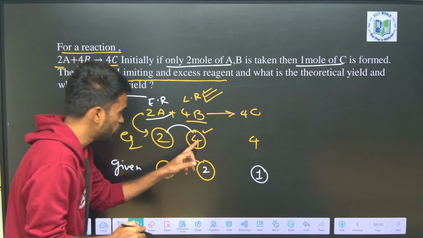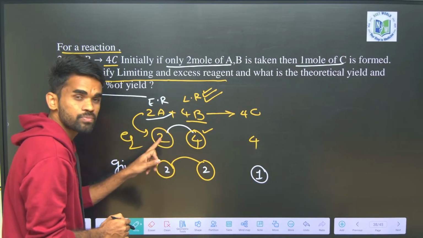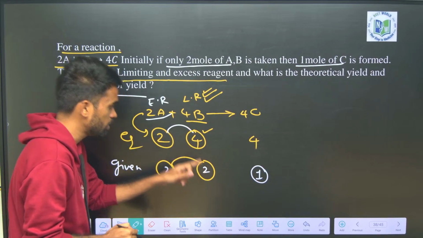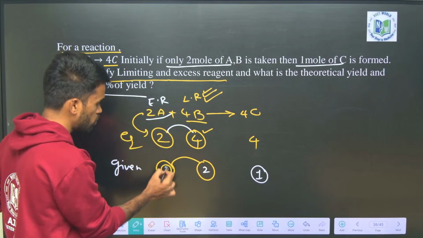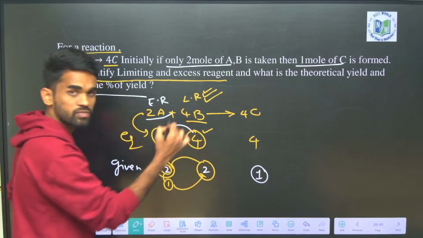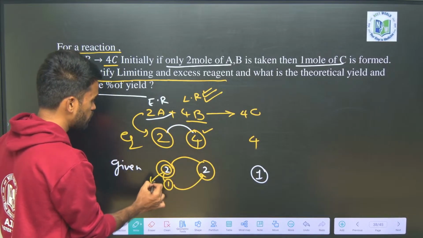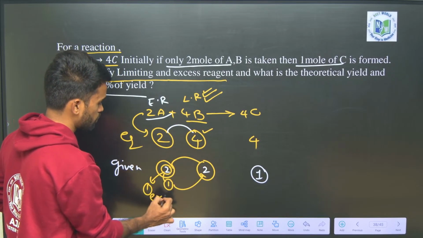So for every 4 moles of B I require 2 moles of A. For every 2 moles of B we will require only 1 mole of A, that's it. Out of the 2 moles of A, 1 mole will react with the 2 moles of B and the remaining 1 mole will remain in excess.